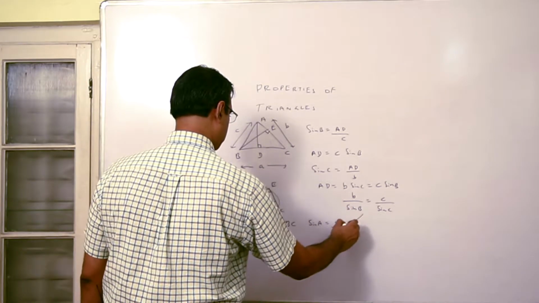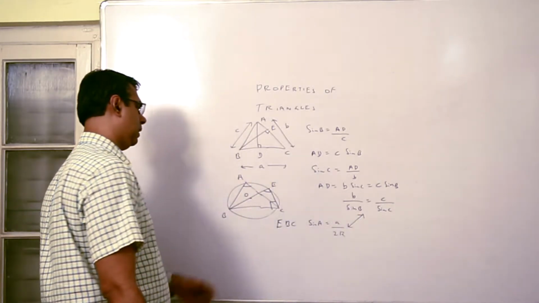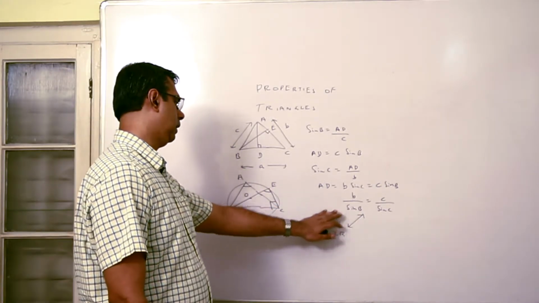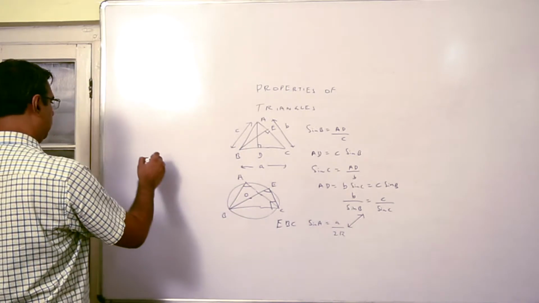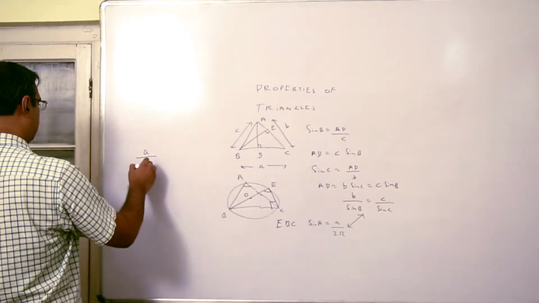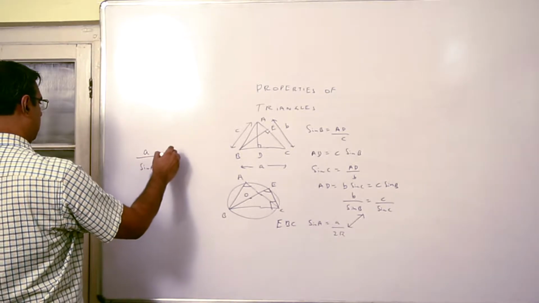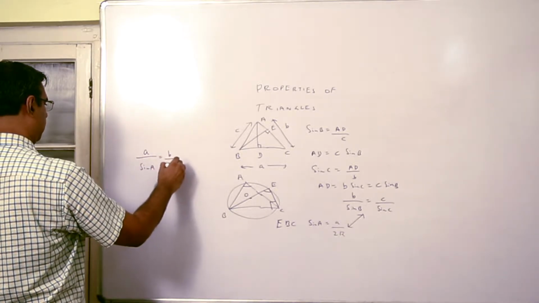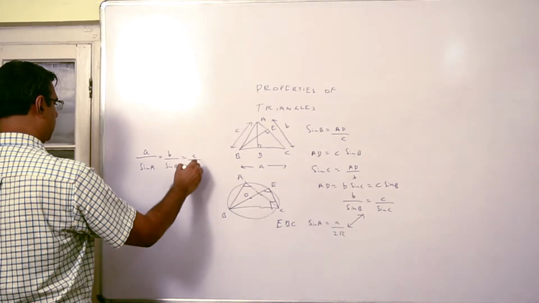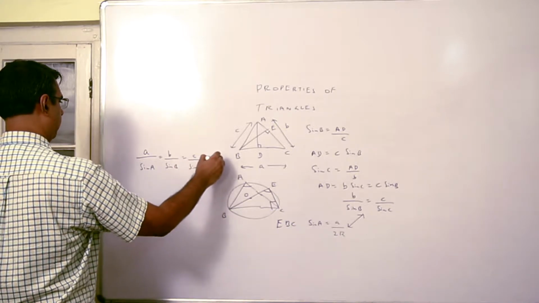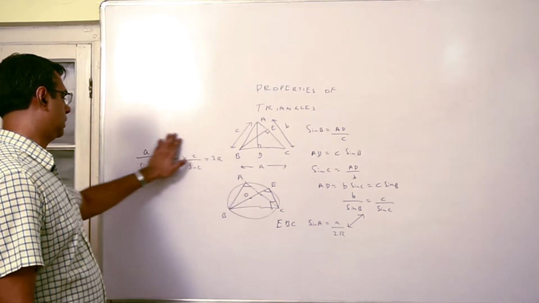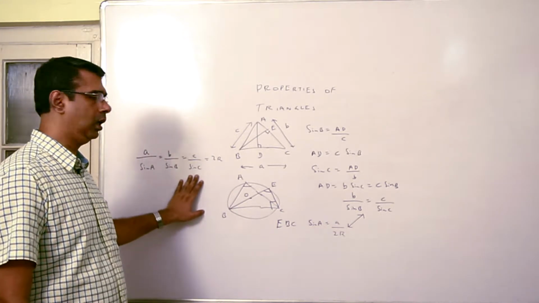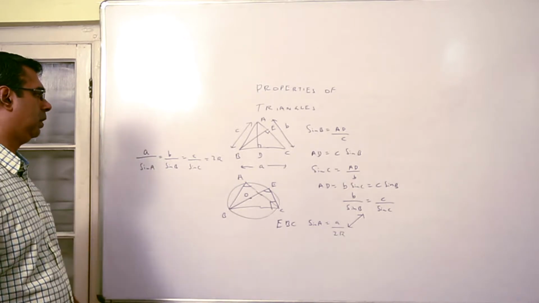Now if you combine the result which we obtained over here with the result which we obtained just now, then you will get the first formula of this chapter: a by sine A equal to b by sine B equal to c by sine C equal to 2R. So this formula is known as the sine rule, and this is the first formula of this chapter.